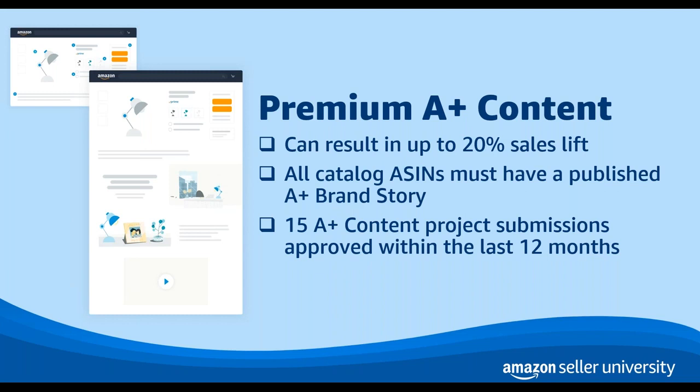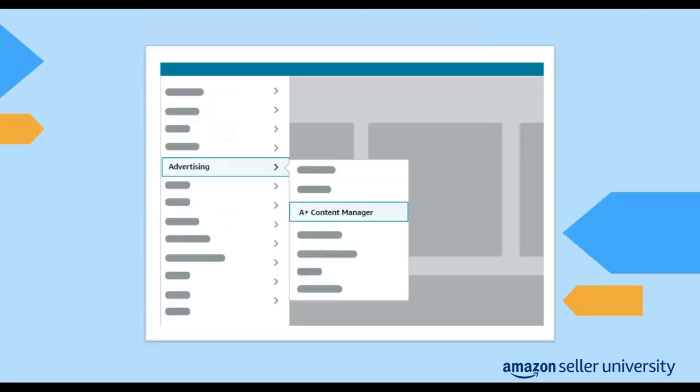And note that in some cases, it can take up to 7 days for your Premium A+ content to be approved and appear on the detail page. So just be sure to plan ahead. It covers the approval process and then getting it on the detail page.